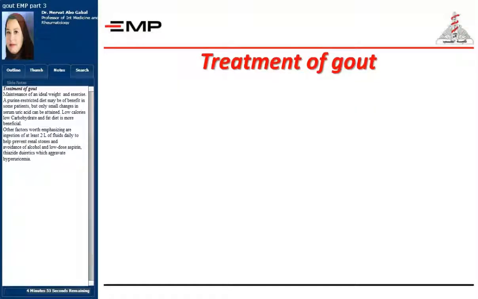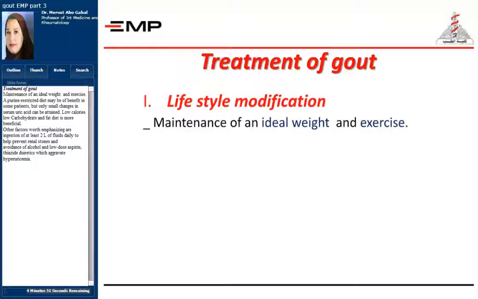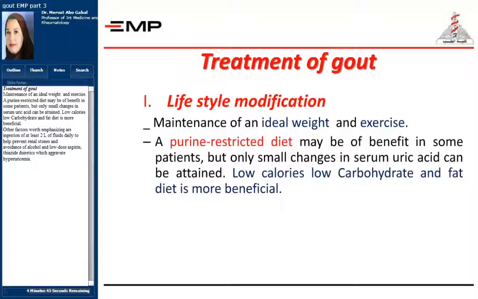Treatment of gout includes: number 1, lifestyle modification with maintenance of ideal weight and exercise. Also, purine-restricted diet may be of benefit in some patients, but only small changes in uric acid can be attained. Low calories, low carbohydrate, and low fat diet is more beneficial.